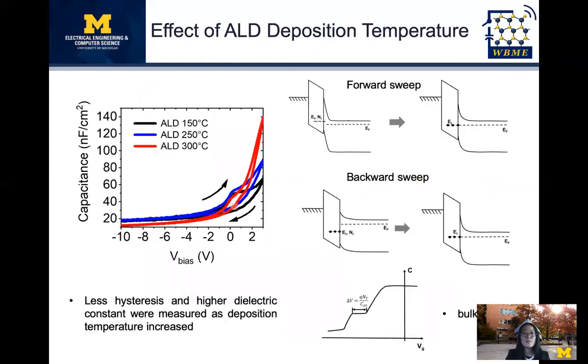The figure here shows the CV hysteresis measurement of 3 samples with different ALD deposition temperatures of 150, 250, and 300 degrees C. We can see less hysteresis and higher dielectric constants were measured as deposition temperature increases. And the lag is observed here in the CV curves with lower ALD deposition temperatures of 150 and 250 degrees C. This is attributed to the bulk trap occupying a certain energy level.